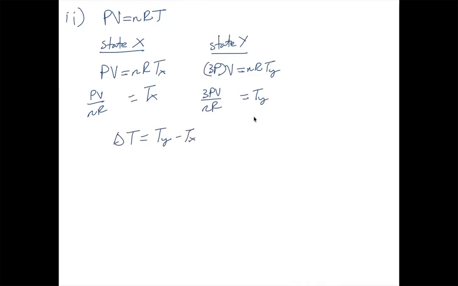So Ty minus Tx, which should be 3PV over nR minus PV over nR. And if you simplify that, that should be 2PV over nR. That should be it for the expression for delta T.